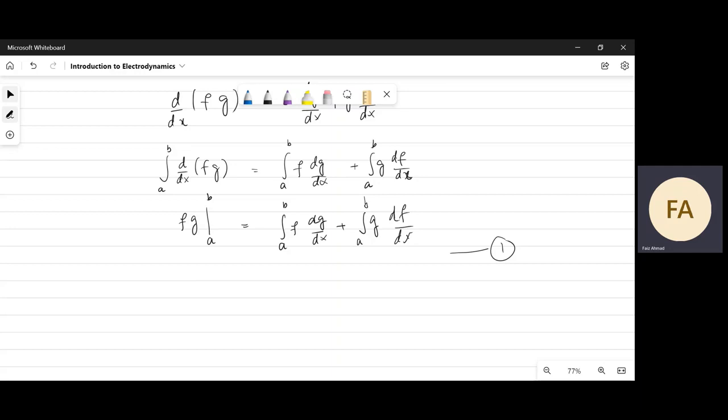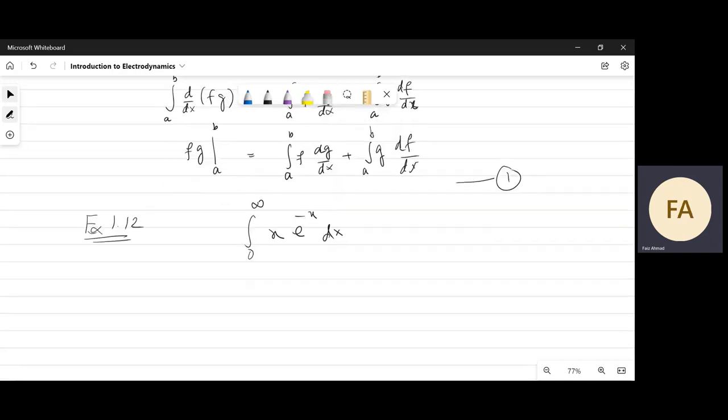So let's solve an example of how to apply integration by parts. We have example 1.12, and we are asked to evaluate the integral of x e to the power minus x dx. Solving this directly seems difficult, so let's apply integration by parts. Assume f of x is equal to x and g of x is equal to e to the power minus x.